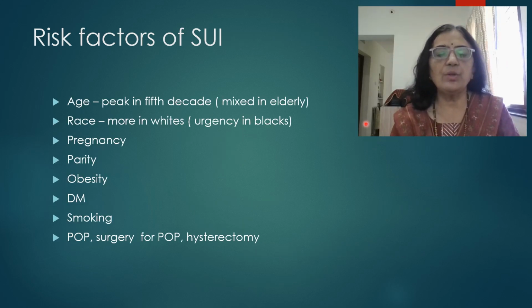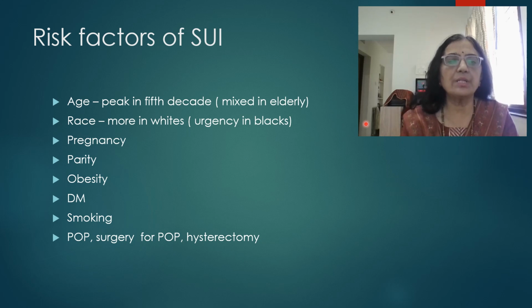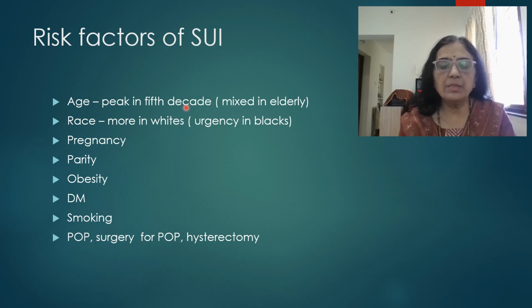Now, after pathophysiology, coming to the risk factors for stress urinary incontinence: age is a risk factor, and especially SUI peaks in the 5th decade. Whereas, it is said that after vaginal delivery, if SUI is because of the weakened supports, it usually manifests 2 decades after the delivery, and that is how it is used.